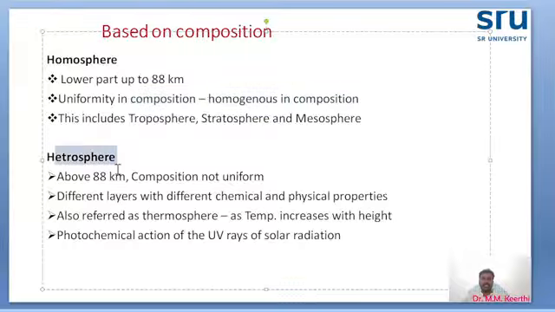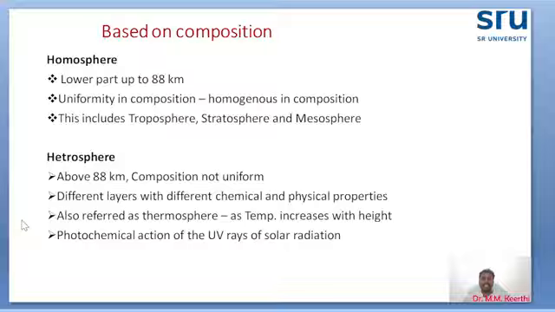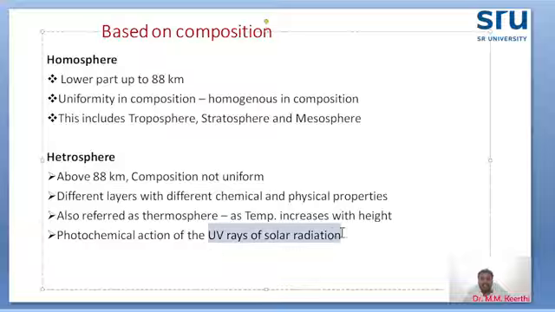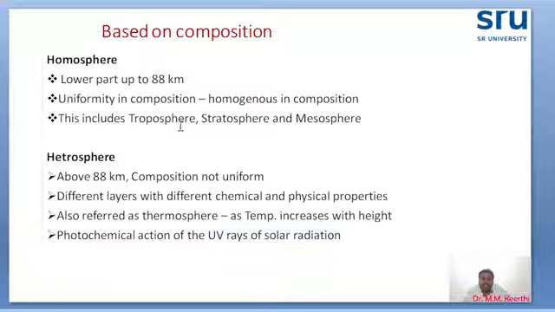And the second sphere is the heterosphere. It is above 88 kilometers. The composition is not uniform. It is of a heterogeneous nature. This layer comprises the exosphere and thermosphere. Here different layers with different chemical and physical properties will be there. The thermosphere is also referred to as the layer where temperature increases with height. Here the photochemical reactions of UV rays of the solar radiation occur in the heterosphere region.